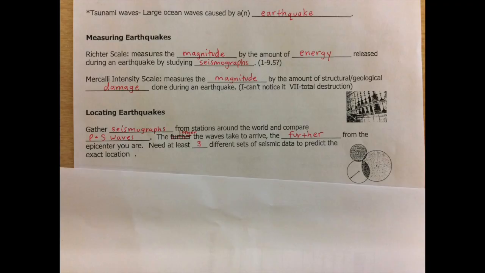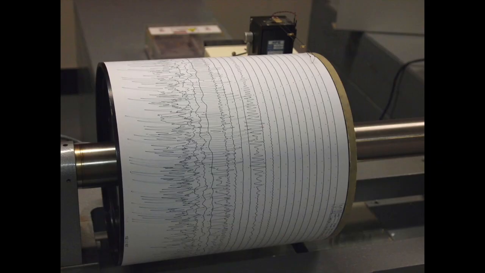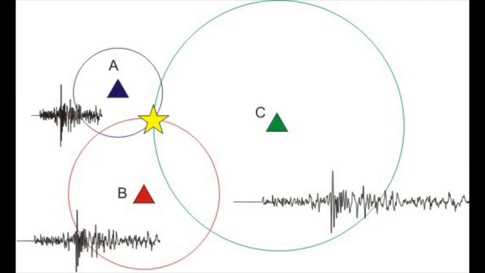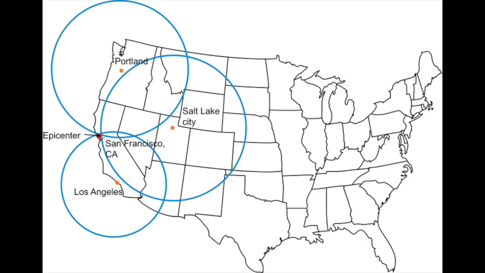You might wonder how scientists know where earthquakes begin. What they do is they gather these paper copies called seismographs from stations all over the world, and they compare the P and S wave arrival times. The longer the waves take to arrive, the further away from the earthquake epicenter that station is. In order to really figure out where an earthquake started, though, you need information or data from at least 3 different seismograph stations. And then they apply that to a process called triangulation to really narrow down that epicenter of the earthquake.